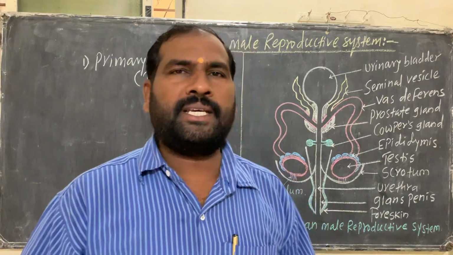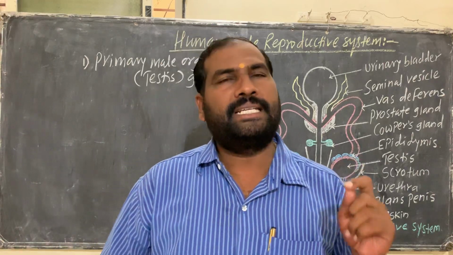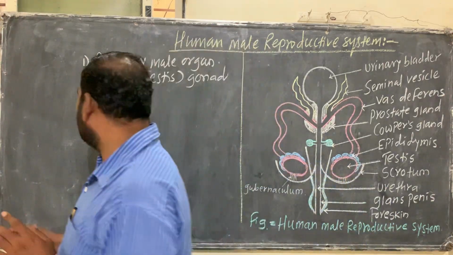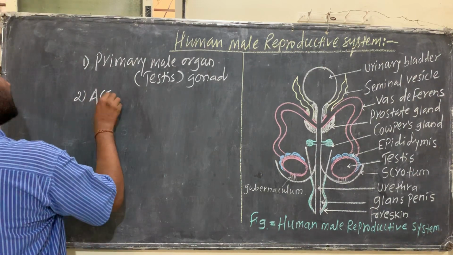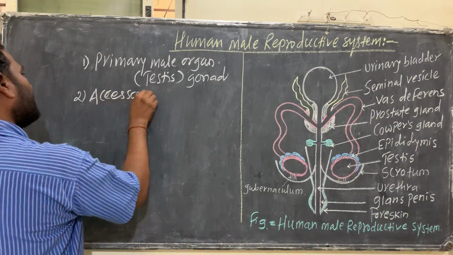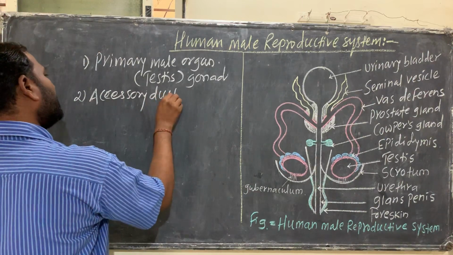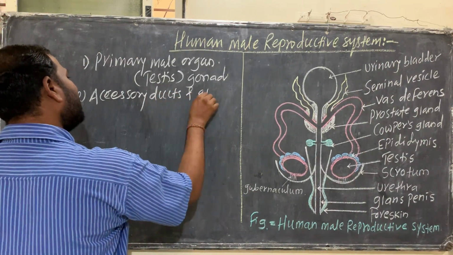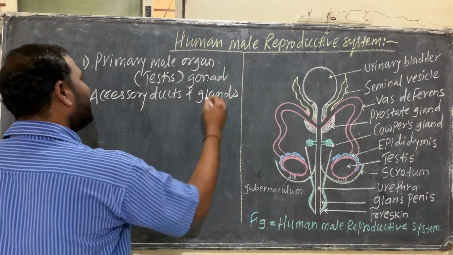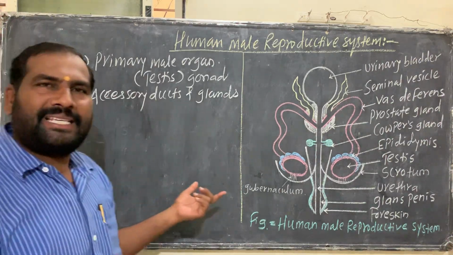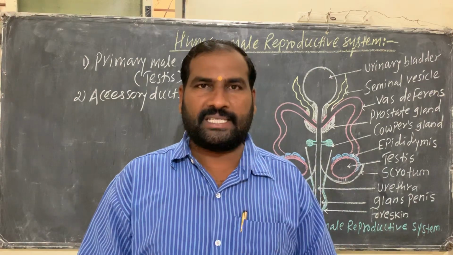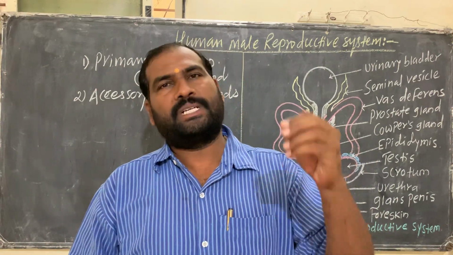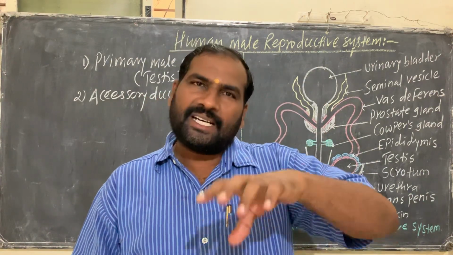Then the second one is accessory ducts and glands. Accessory ducts and glands. So accessory ducts means that sperms are produced inside the testes, and they should be carried towards the urethra. So there is a duct.